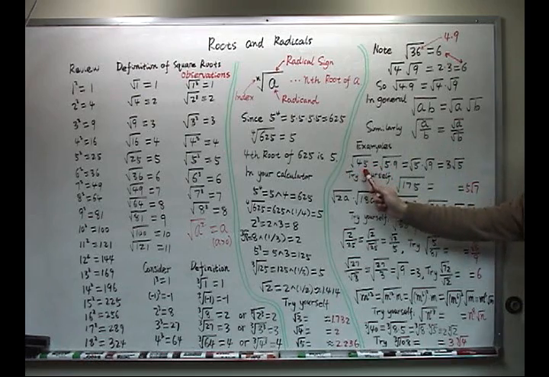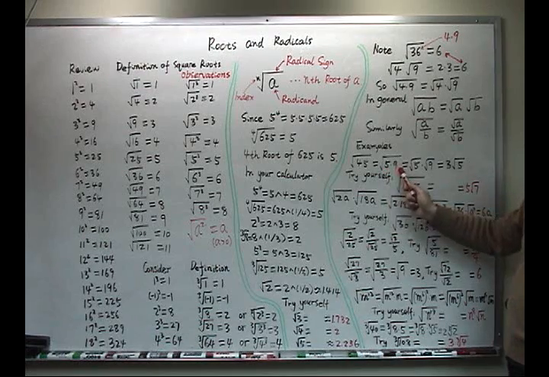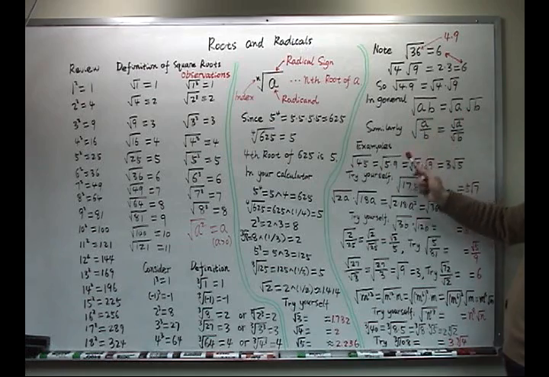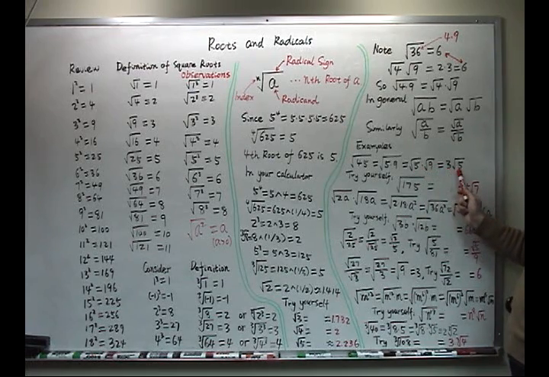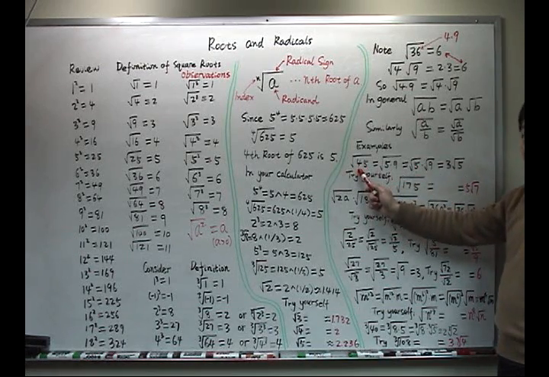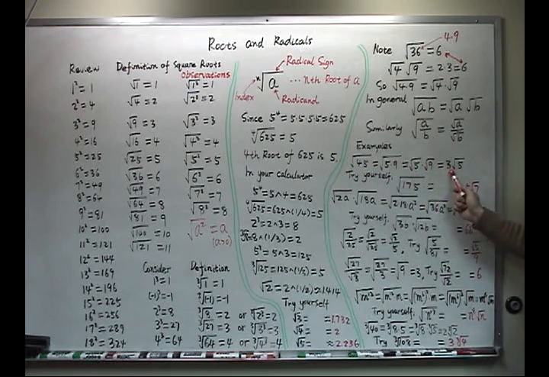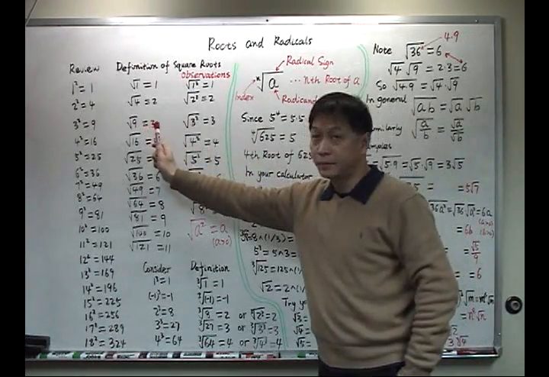Look at radical 45. 45 can be written as 5 times 9. And then by the property right here, that's radical 5 times radical 9. Radical 9 we know is 3. Radical 5, you can just write radical 5. So radical 45 can be simplified as 3 times radical 5. Again, radical 9 equals 3 is right here.